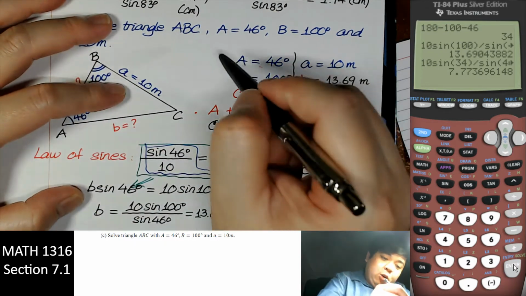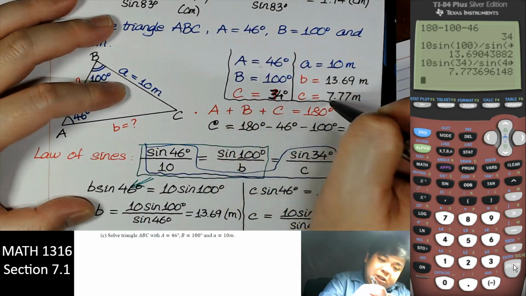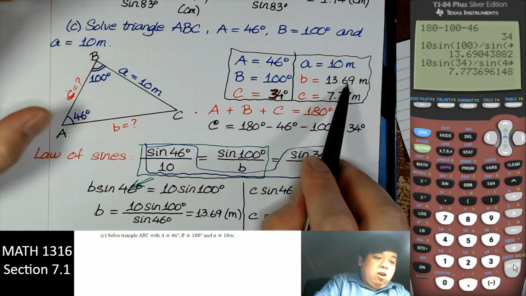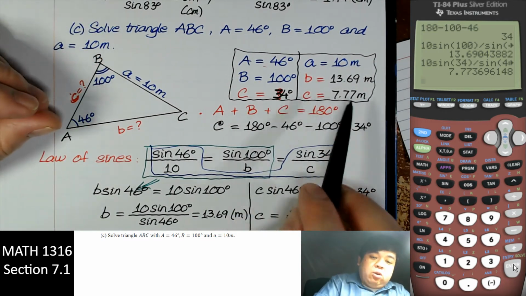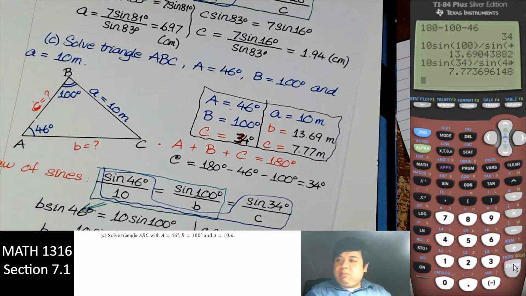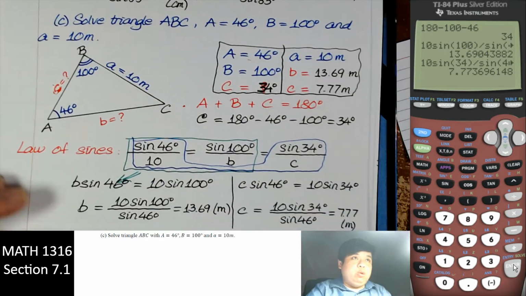Right, final check. The biggest angle faces the longest side, the smallest angle faces the shortest side. So that check is always nice. At the end we need to check that.